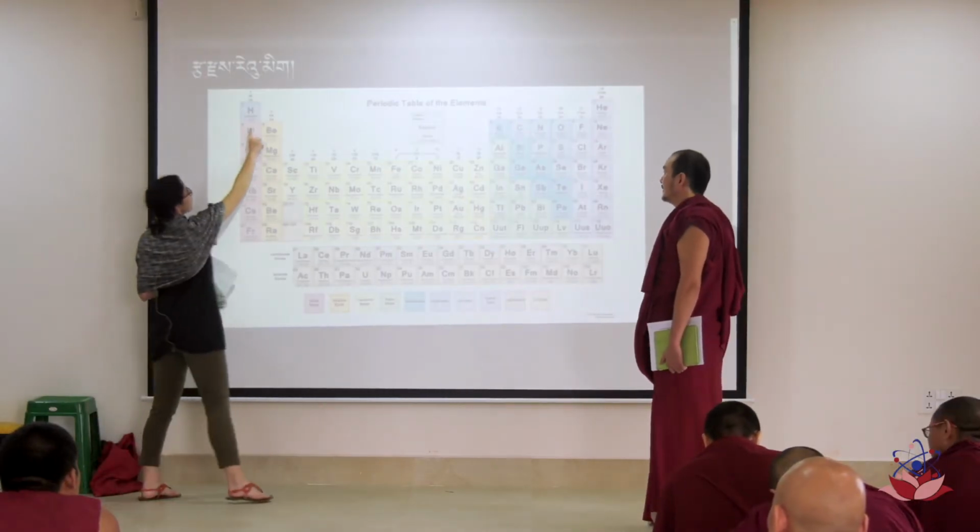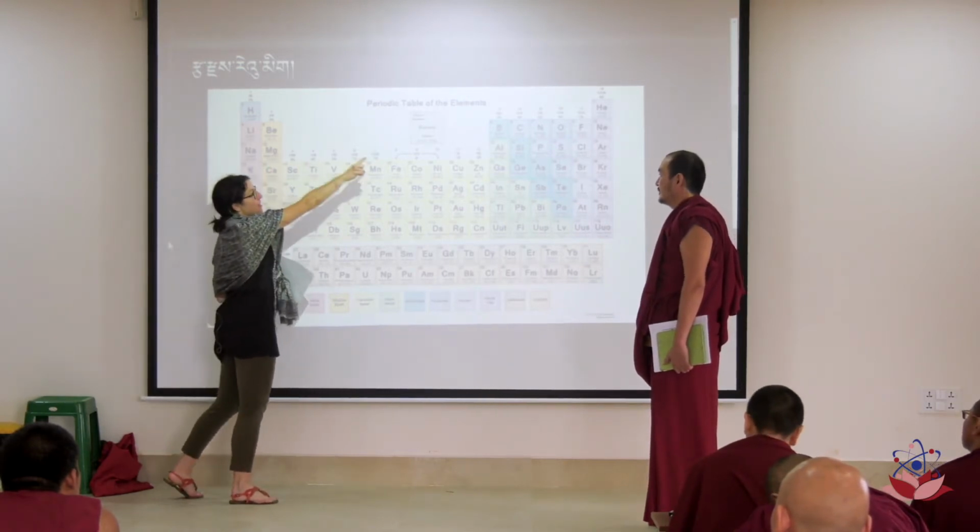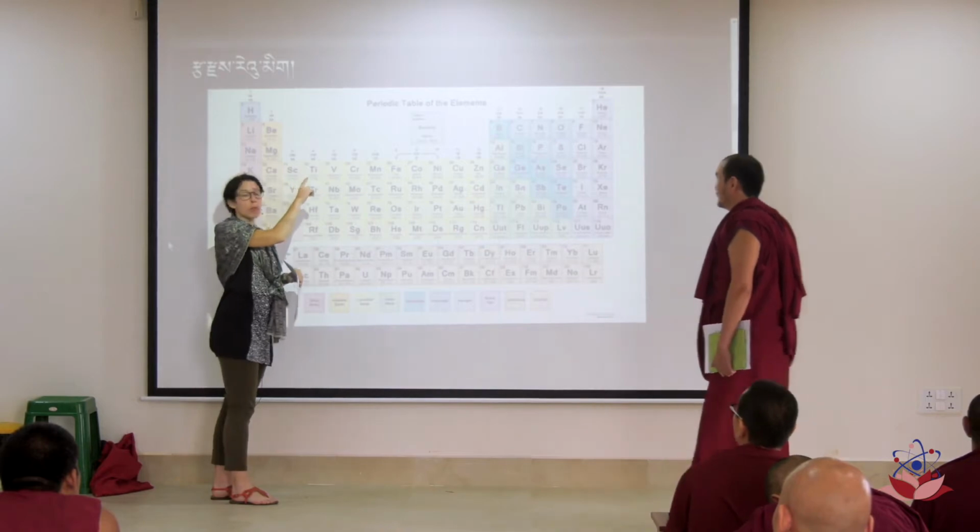And then we read across each row to the right, and the next element has one more proton.